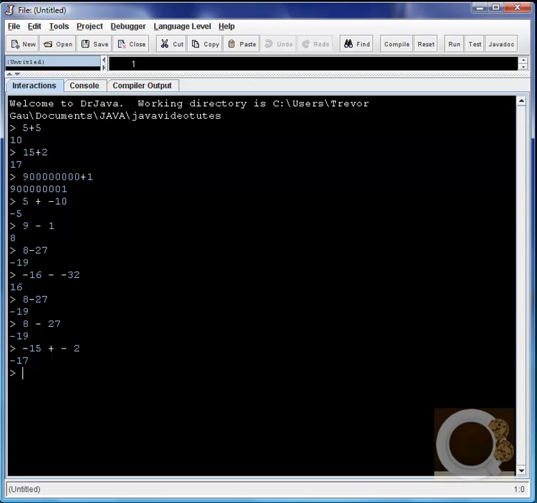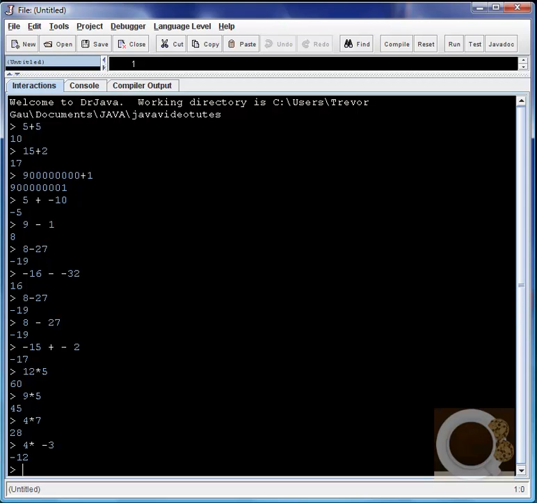Now we have multiplication, so I can multiply two values, and this is just simple multiplication. 4 times negative 3, it does negatives. It's all great. Okay, self-explanatory. Moving on to division. This is also pretty easy, but there's one thing you have to remember.